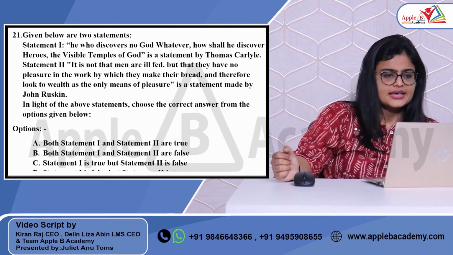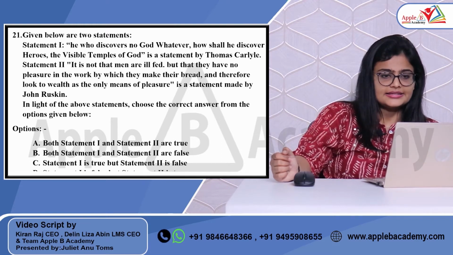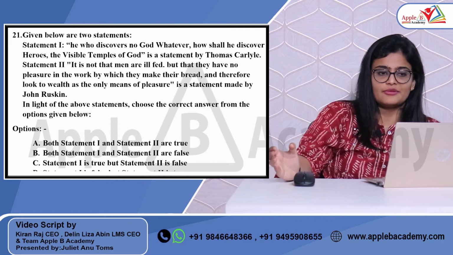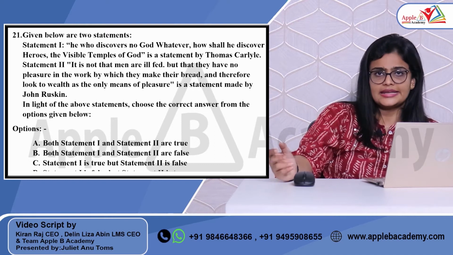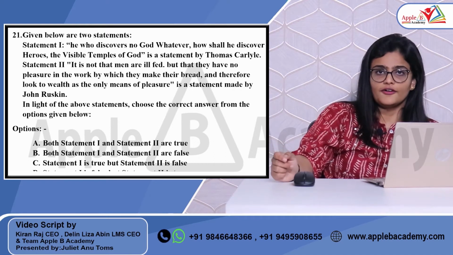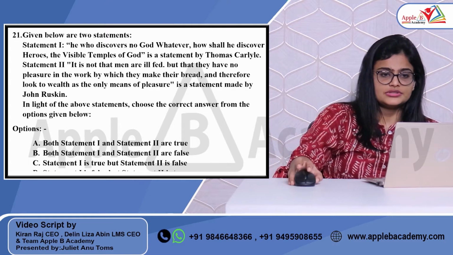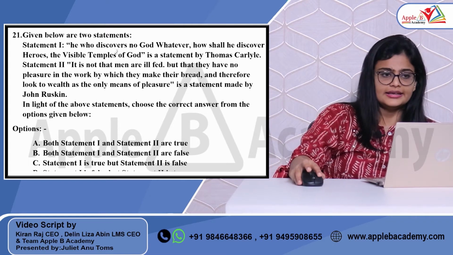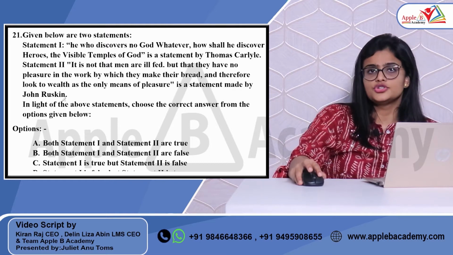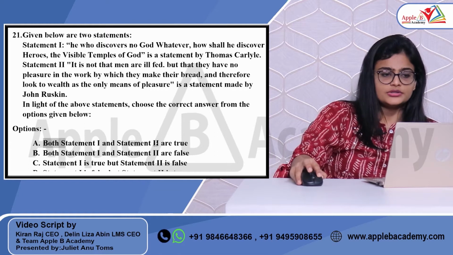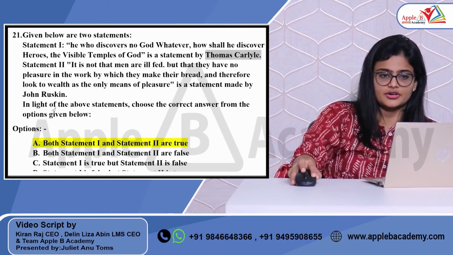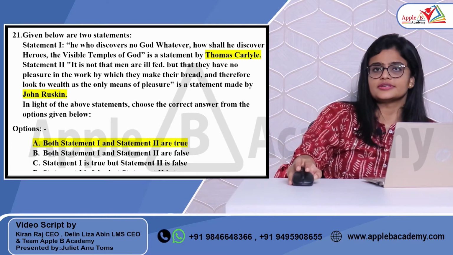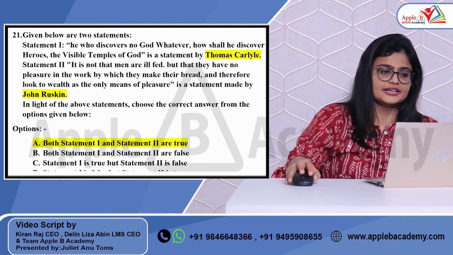Statement 2 is: It is not that men are ill-fed, but that they have no pleasure in the work by which they make their bread, and therefore look to wealth as the only means of pleasure. It is a statement by John Ruskin. John Ruskin is also an English writer, philosopher, art critic, etc. of the Victorian era. So here we have to say that both statements are true. Thomas Carlyle has given a statement like this, and John Ruskin also made a statement. So both statement 1 and statement 2 are true. This belongs to British literature, the Victorian age, because both Thomas Carlyle and John Ruskin belong to the Victorian period of British literature.